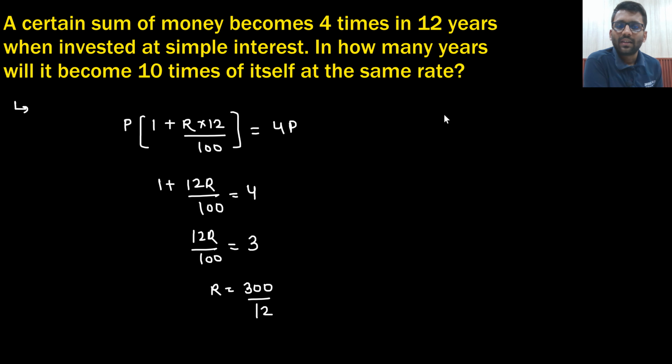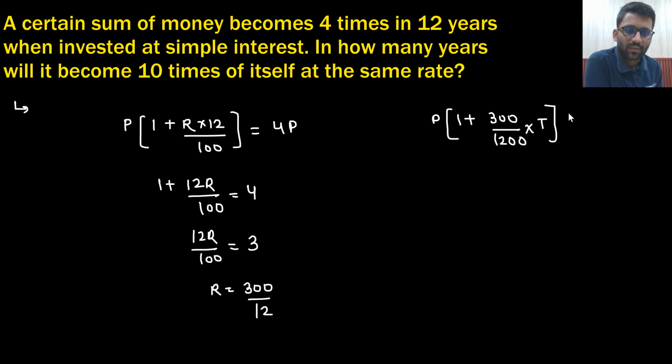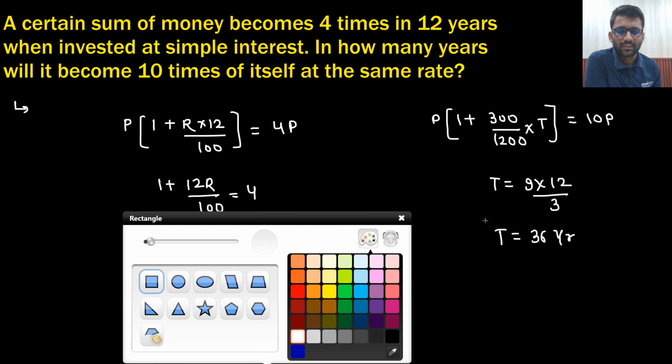Now what they are asking, in how many years would it become 10 times? So you are starting with P only, and your rate is 300 by 12, divided by 100, into time T, and it should become 10 times. So T would be equal to 9 into 12 by 3. So that would be 36 years. In 36 years it would become 10 times. This is the answer.